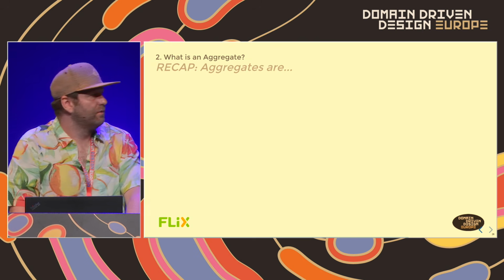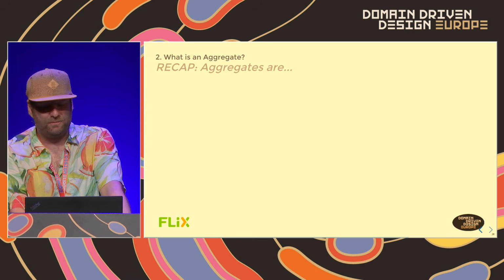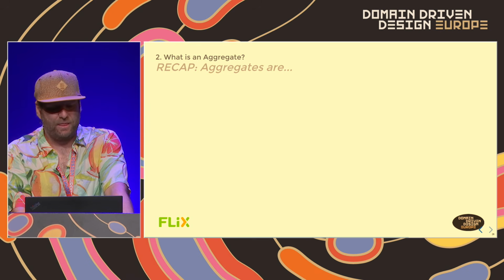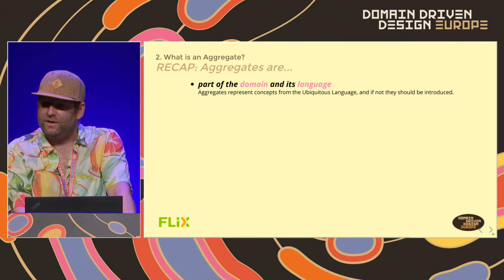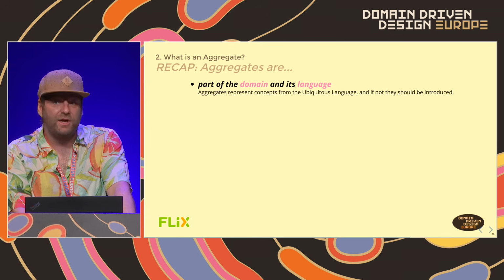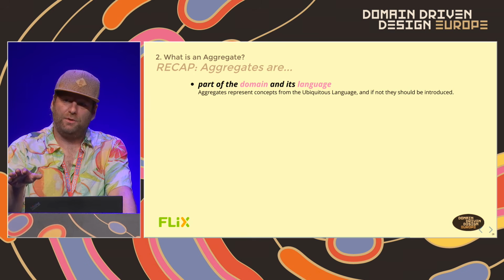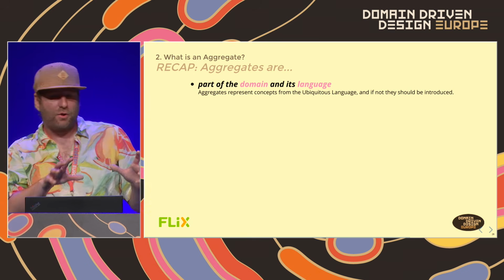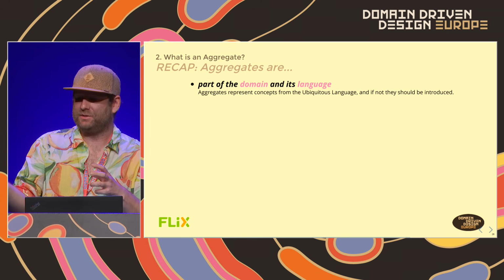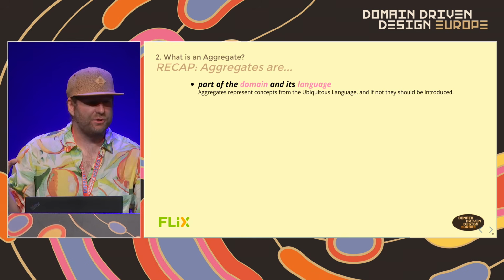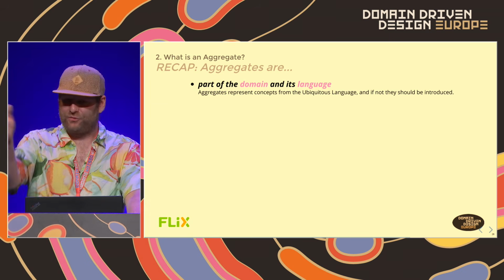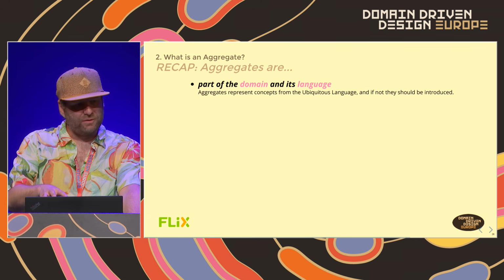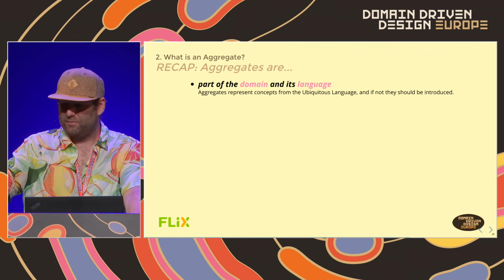So let's recap what we have learned so far about aggregates. Aggregates are first and foremost part of the domain and its language, right? They identify some concept there. And if they don't, if you find an aggregate inside your code and you cannot map it to the language that you hear when you speak with your domain experts or your team members, then you should trigger the discussion. Why is this concept here an aggregate, although we're not talking about that at all?